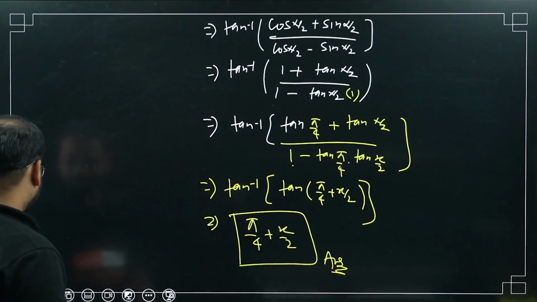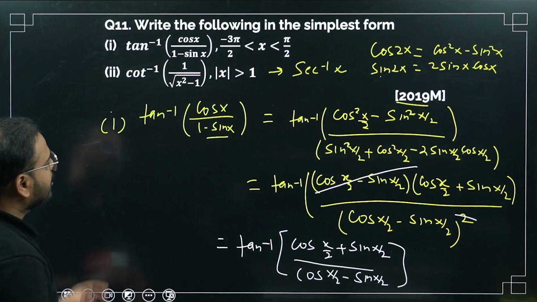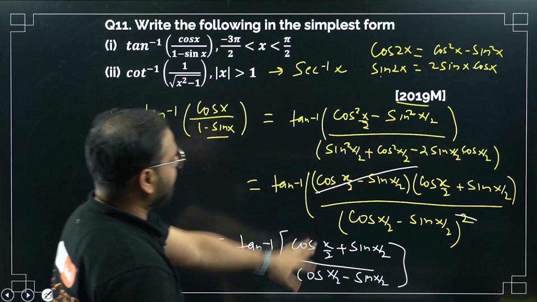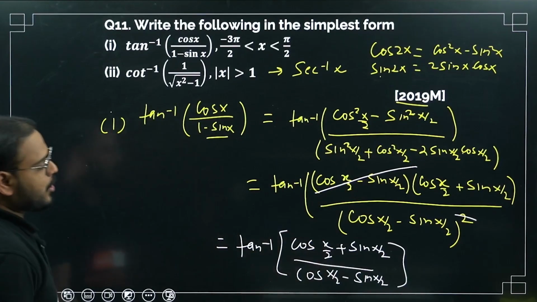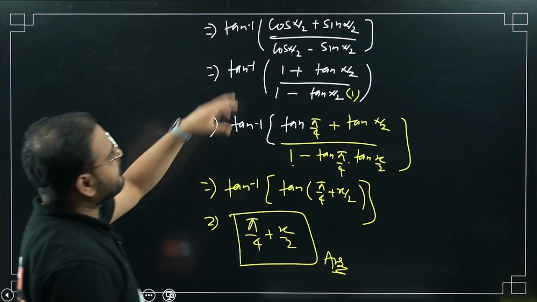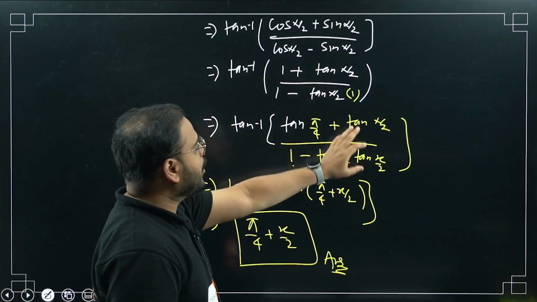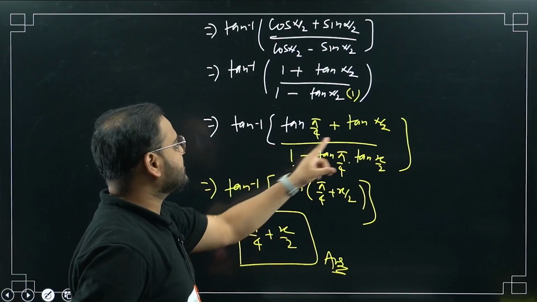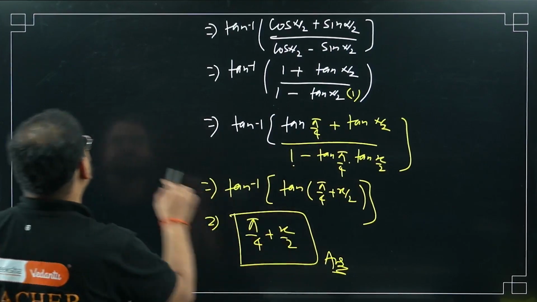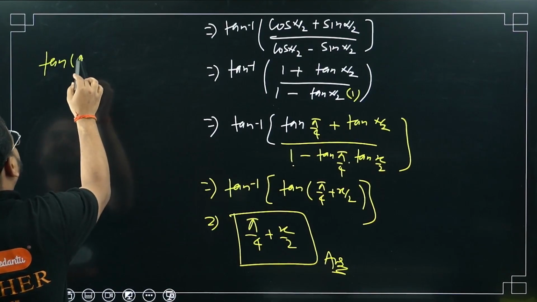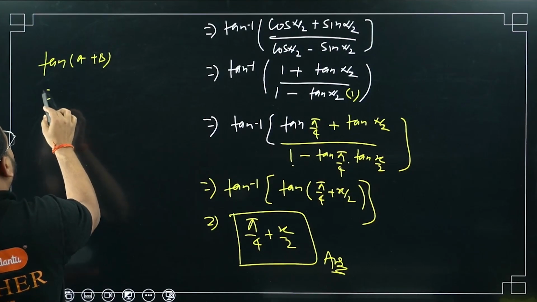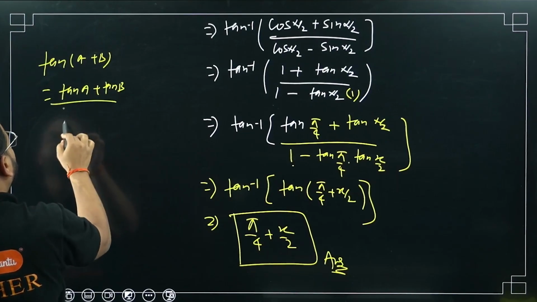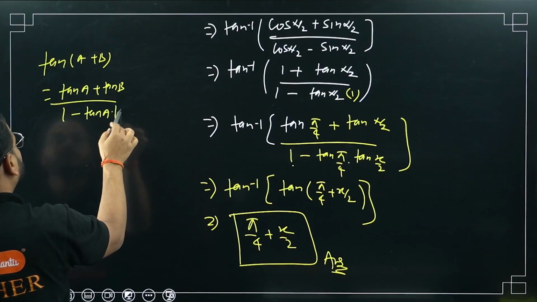Have a look from the beginning. I hope this is visible. What did we do? We just used the identities from trigonometry, cos 2x and sin 2x, and we got it in terms of cos x by 2 and sin x by 2. Plus cos x by 2 minus sin x by 2, divided everything in the bracket by cos x by 2, got it in terms of tan, and applied the formula. Which formula is this? Tan a plus b is tan a plus tan b upon 1 minus tan a into tan b. If you're forgetting this, tan a plus b is what? Tan a plus tan b upon 1 minus tan a into tan b.